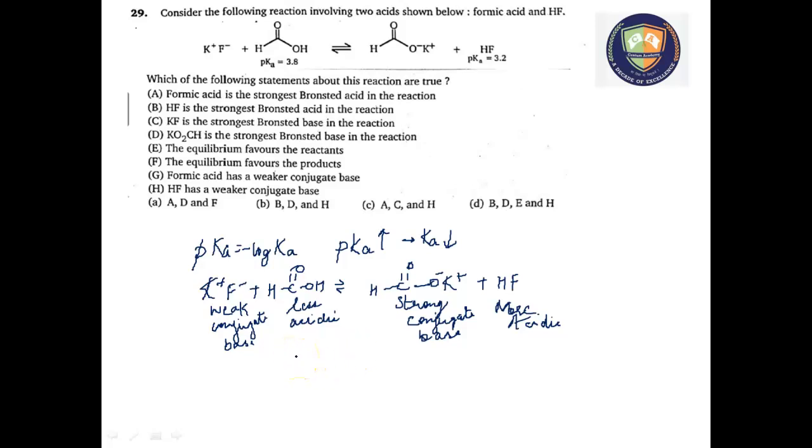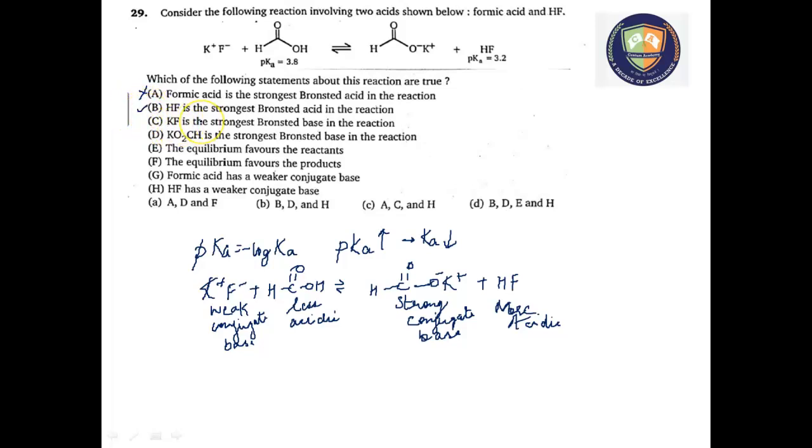Now let us consider the options given here. First, formic acid is the strongest Bronsted acid in the reaction. What is a Bronsted acid? Those acids which have the capability to easily lose H+. As formic acid has the higher pK value and is less acidic, statement A is wrong. Second, HF is the strongest Bronsted acid in the reaction. Yes, this HF has the lower pK value and is more acidic. So option B is correct.